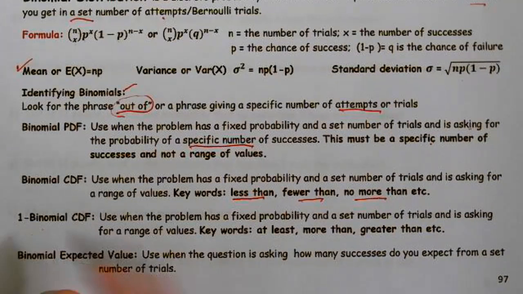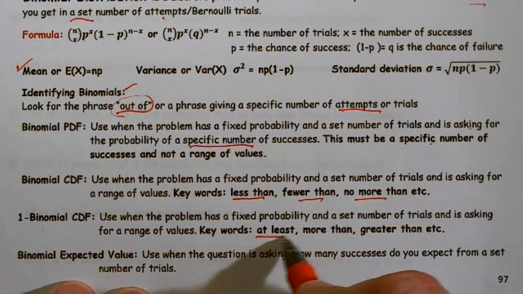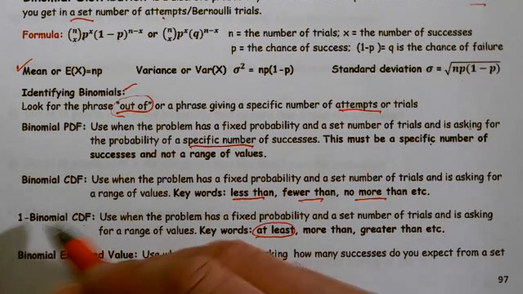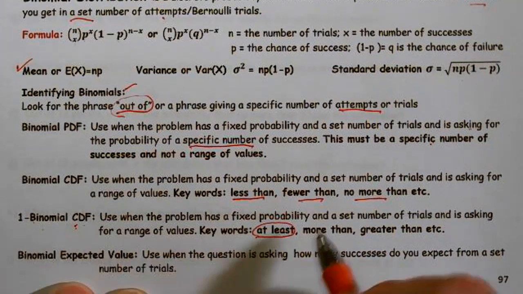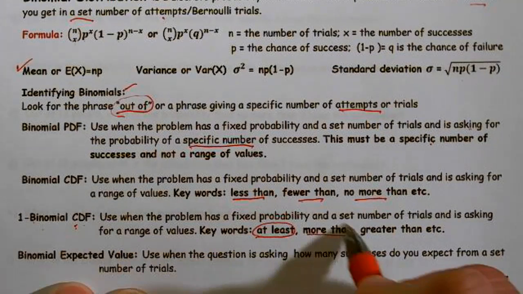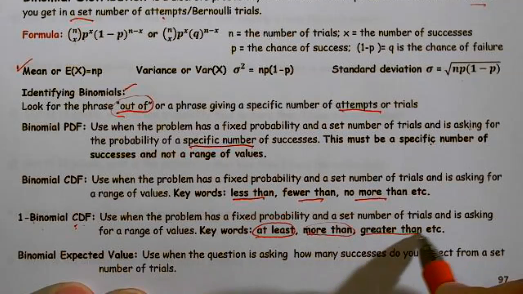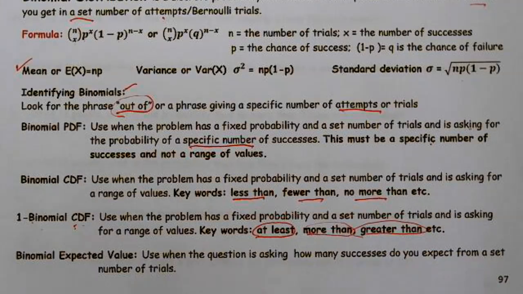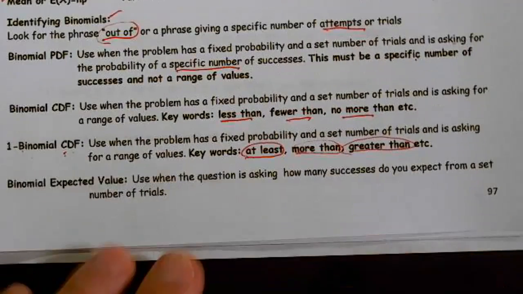For the 1 minus situation, anytime it's 1 minus, it's going to be a CDF. First off, 1 minus will always be a CDF, and these are the key words that let you know that it's 1 minus, all right? And generally speaking, if you're doing a CDF and 0 is not included, it's going to be 1 minus.